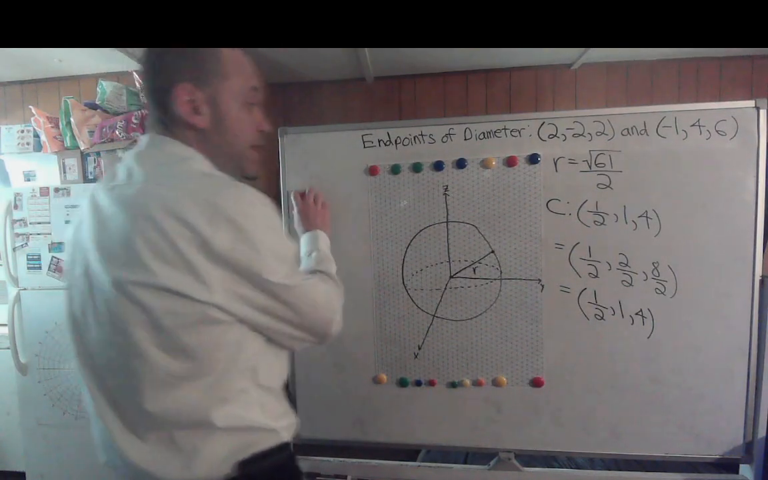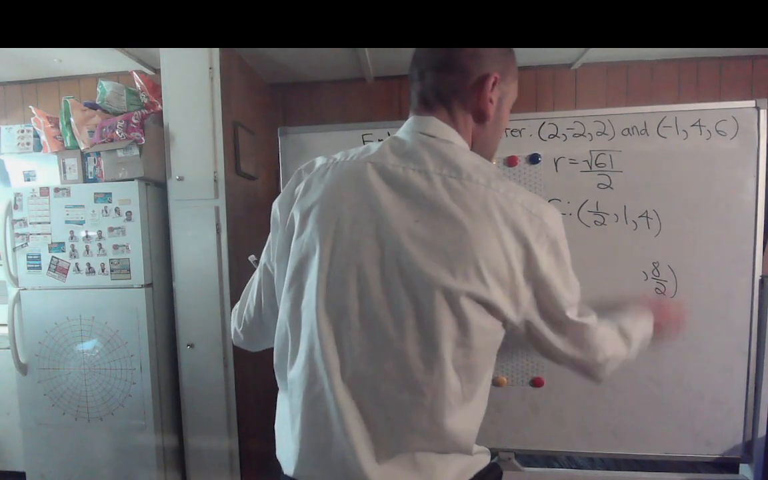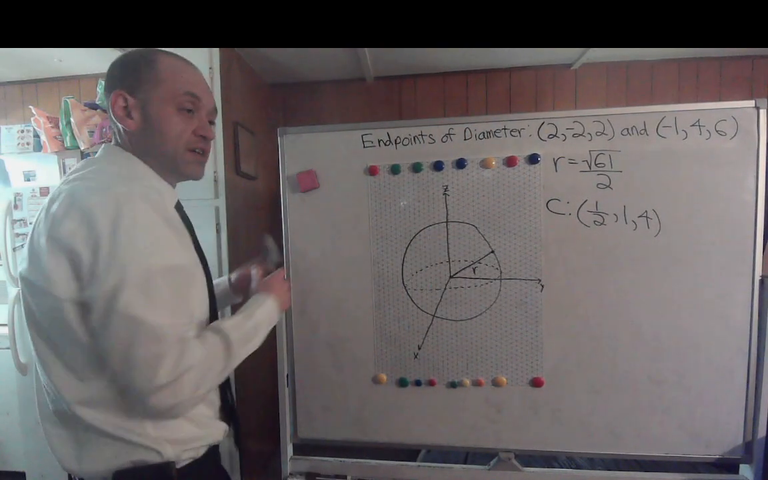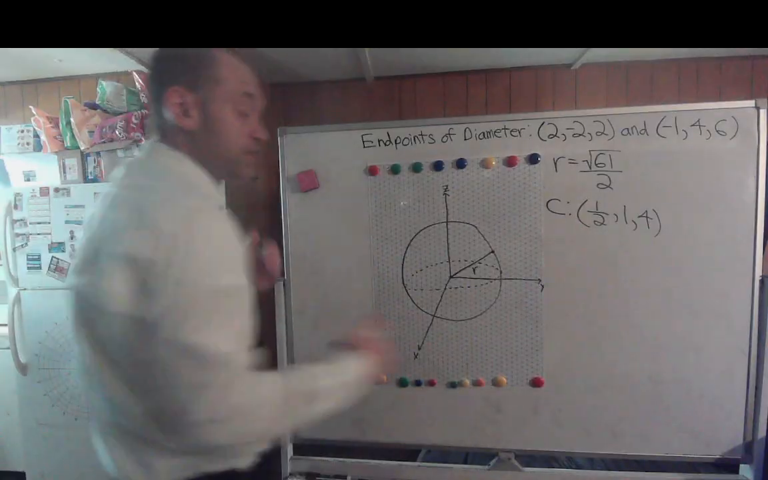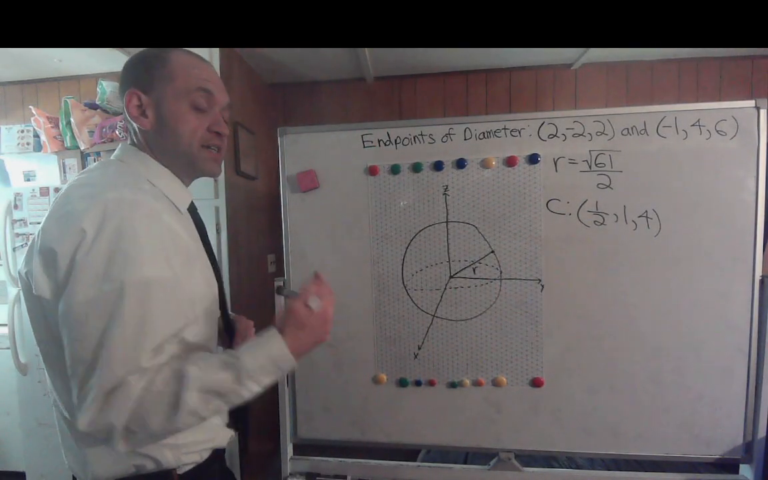Alright, now we have the radius, now we have the center. At this point we have enough to find the equation. So the x-coordinate of the center is 1/2, so x equals 1/2.